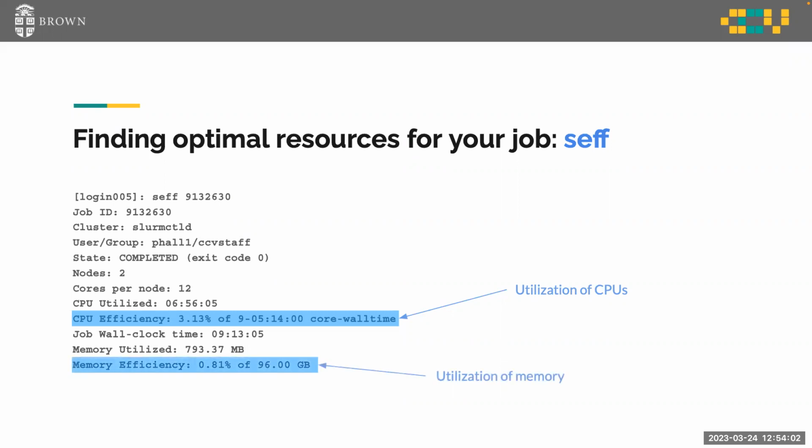And let's see, memory efficiency. For this job, 96 gigabytes was requested, and 793 was the max amount of memory that was used. This is the max RSS. So a little less than 1% of the memory is used at max. So again, you could reduce your memory based on that.